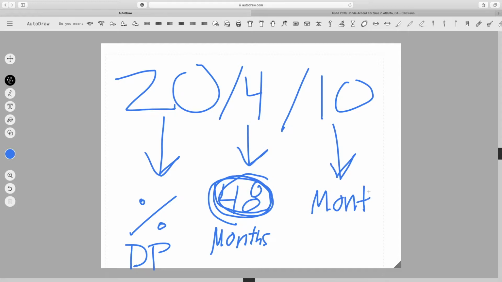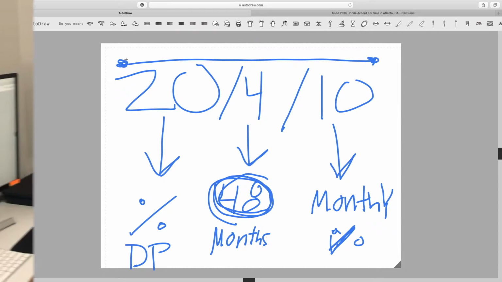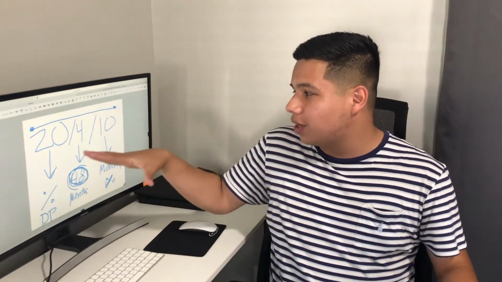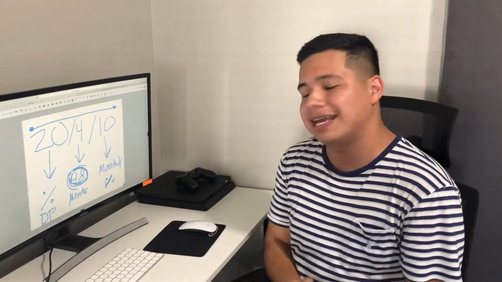And then 10 is the monthly payment that you can afford, the monthly percentage of your income. Okay, so this is how you know how much car you can afford. If you guys still have a little bit of trouble, leave down in the comments below how much the car is that you want to buy, what down payment you want to put, and what is your monthly income, and I'll help you solve that. All right, guys, so that is how you calculate how much car you can afford with the 20-4-10 rule. Always try to follow this rule, because it is very important.